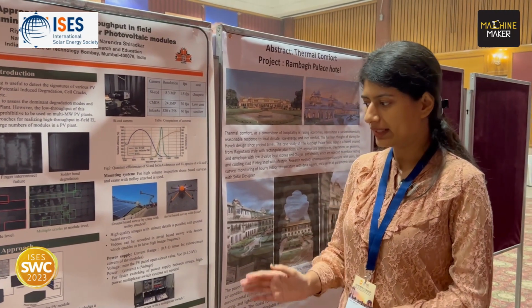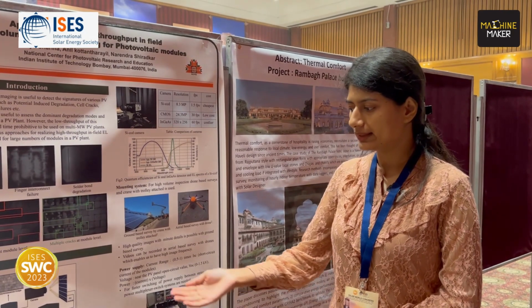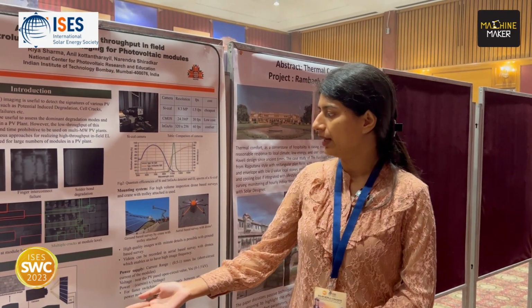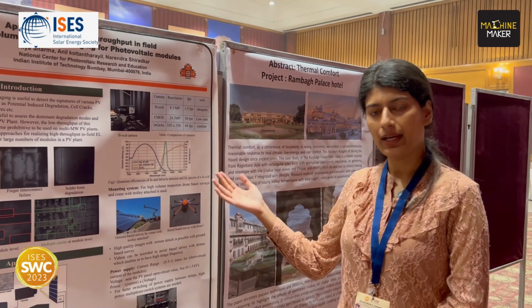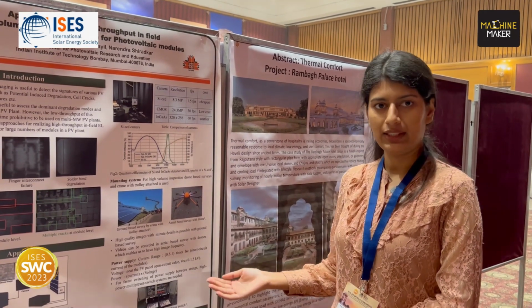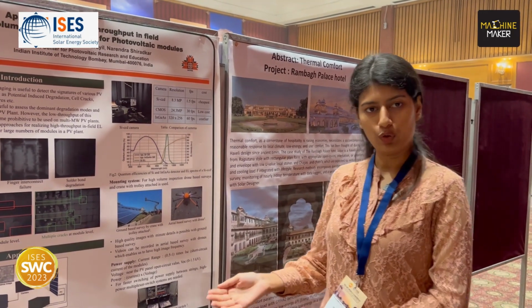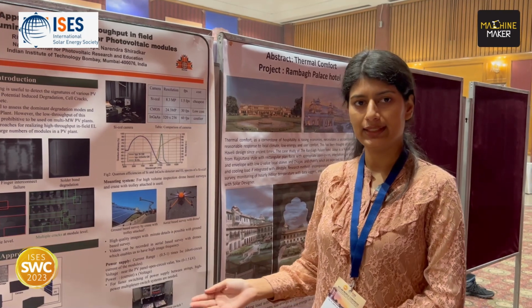There are three main design elements that are required to capture electroluminescence images and to analyze the defects. These design elements include the camera, a mounting system where this camera can be placed, and the last is the need of a power supply. There is scope of improvement in all these three design elements.